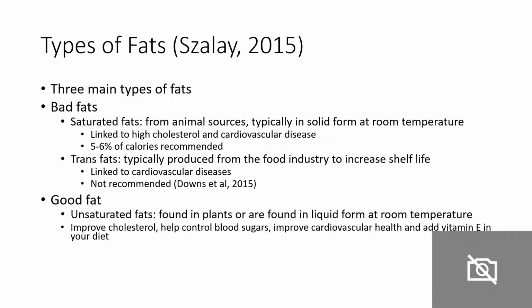Good fats include unsaturated fats. Unsaturated fats are found in plants such as avocados or nuts, or they are found in liquid form at room temperature such as olive oils and coconut oils. Unsaturated fats are used to improve cholesterol, help control blood sugars, and improve cardiovascular health, and are found in vitamin E.